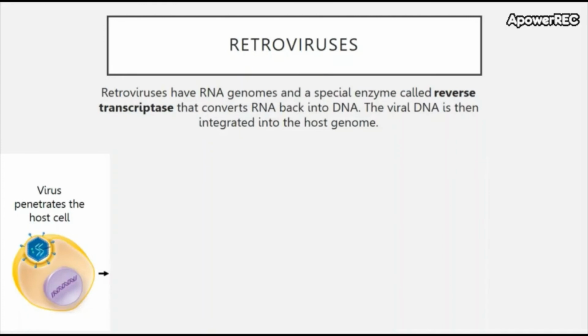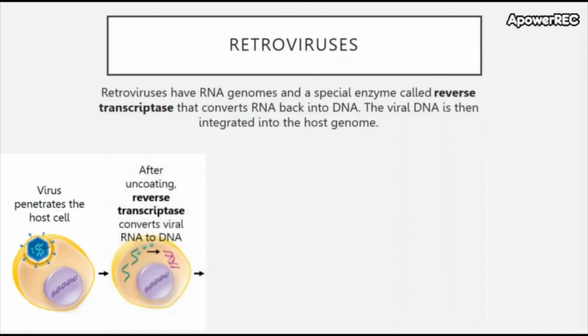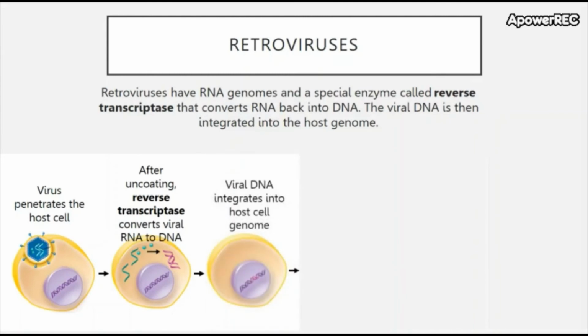So if we look at the viral cycle here, first the virus penetrates the host cell. Then, after uncoating occurs, reverse transcriptase converts viral RNA to DNA. The viral DNA then integrates into the host cell genome. Remember, the host cell's genome is always going to be double-stranded DNA. So this DNA then gets integrated inside of that sequence, inside of those chromosomes.